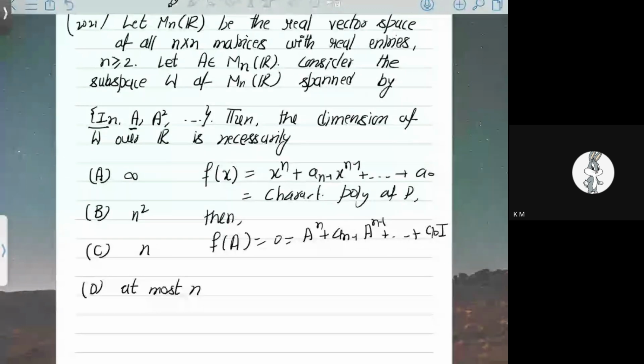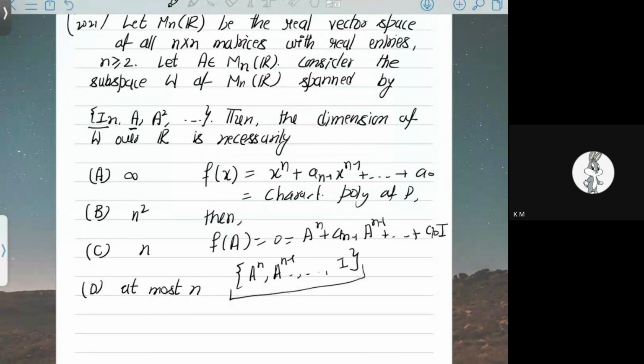So can somebody tell me what I can say about the independence or dependence of the set A raised to power n minus 1 till the identity matrix? Is this set linearly independent or dependent? It may or may not be. Why? Because for some integer k, A to power k may be equal to A for some matrix A. I'm asking whether this set is linearly independent or not. So ma'am, if we consider any matrix A for which A cube is equal to A, then it will be linearly dependent. True. Then?